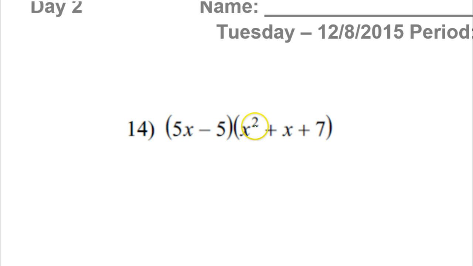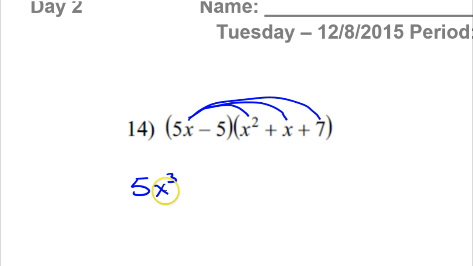Alright, number 14, same concept. Double distributive property. So I'm going to take this 5x and I'm going to multiply it by all three of these terms. 5x times x squared is going to give me 5x to the third power. Alright, x times x squared is x to the third power.